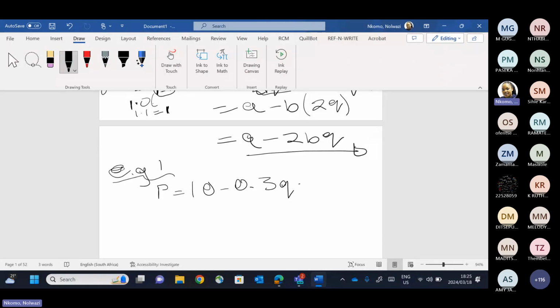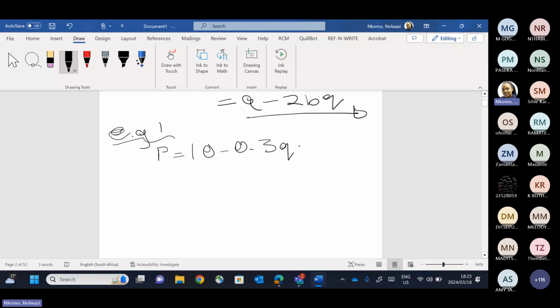Let's say you are asked to find the total revenue and the marginal revenue. Before you find the marginal revenue, you need to find the total revenue. If you are given a demand function, to find the total revenue you need to multiply that demand function with the number of units demanded.